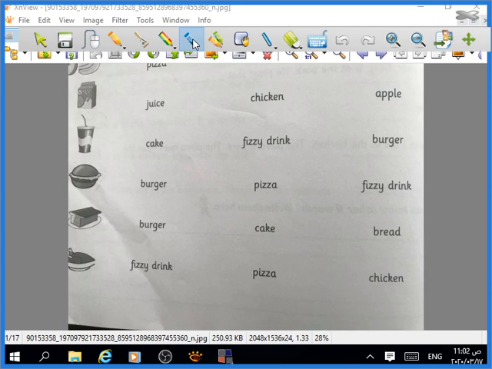Juice, chicken, apple. 3, 2, 1. Yes, it's juice. Excellent. The next one, look at this. What's this? Is it cake, fizzy drink, or burger? Choose the correct one, sorry. 3, 2, 1. Yes, it's fizzy drink. Excellent.